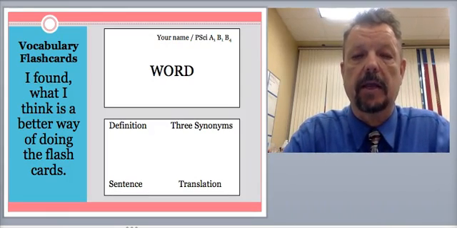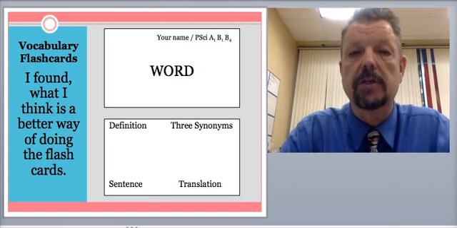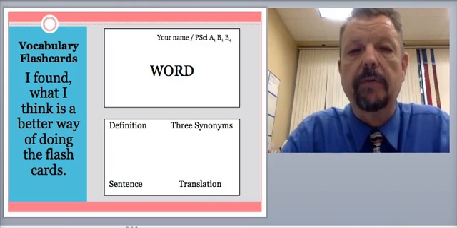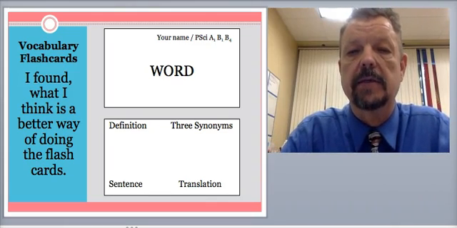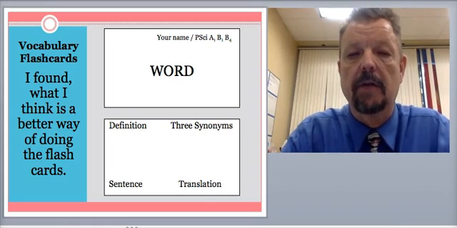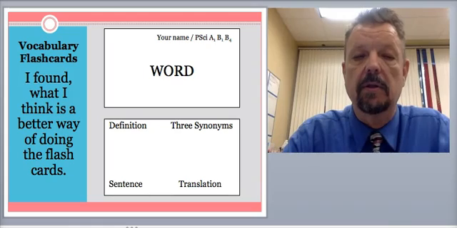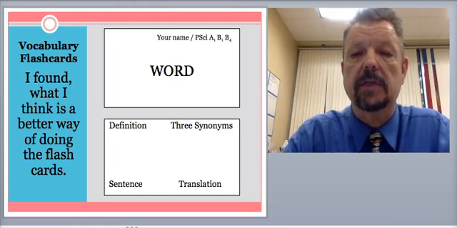The flashcard that you're going to be making is a little bit different than what you did before, with the word still going in the center, and your name and physical science A1, B1, or B4 going in the upper right-hand corner. You can abbreviate physical science to PSCI. You'll have the definition in the upper left corner, the sentence in the lower left corner, 3 synonyms in the upper right corner, and then a translation of the word in the lower right corner.